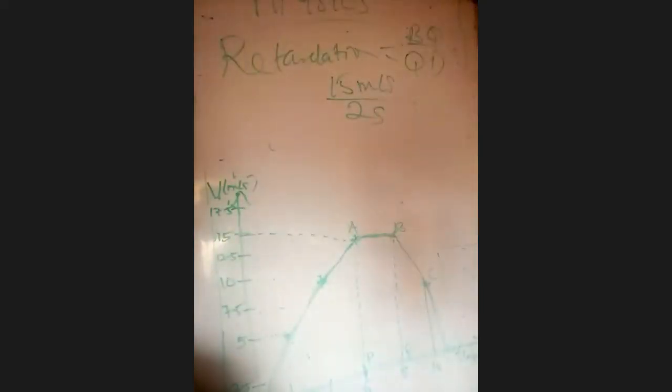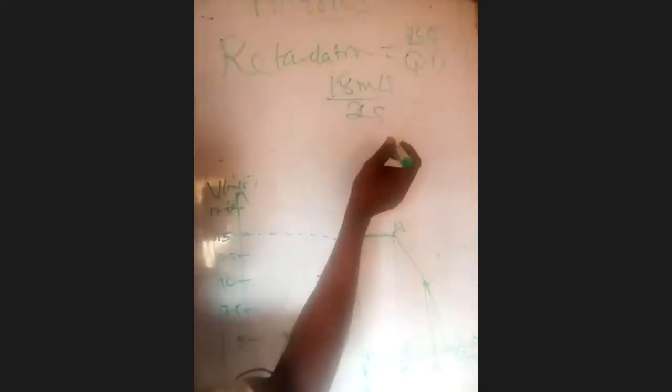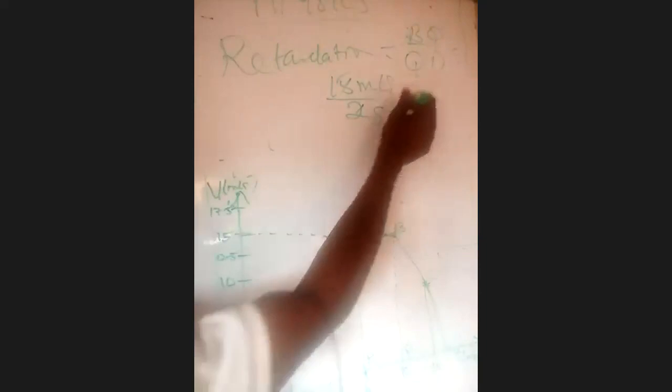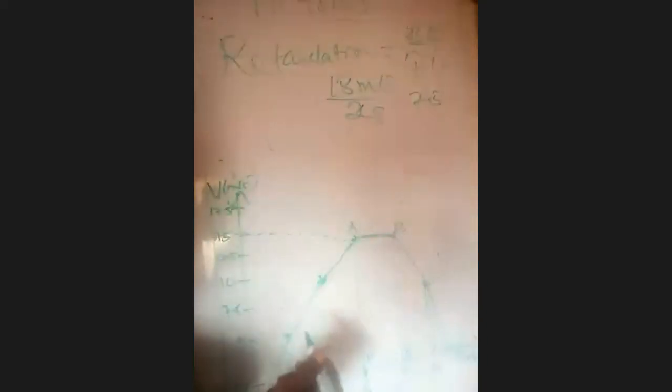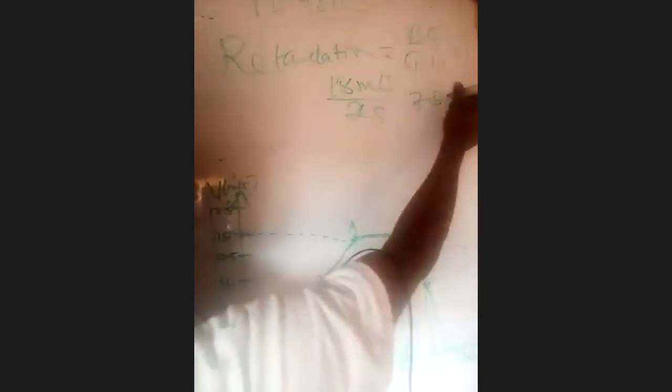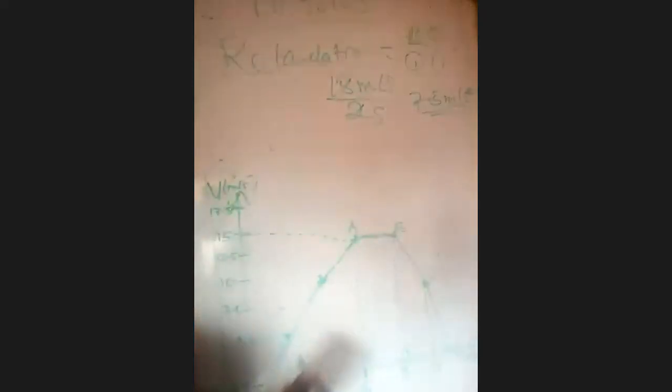Now, when we divide 15 by 2, we have 7.5. We are dealing with retardation or deceleration: 7.5 meters per second square.